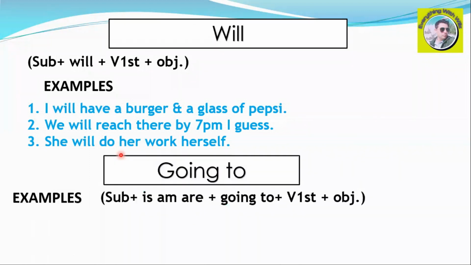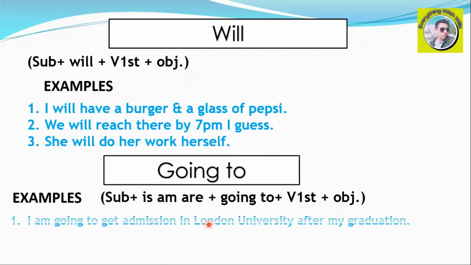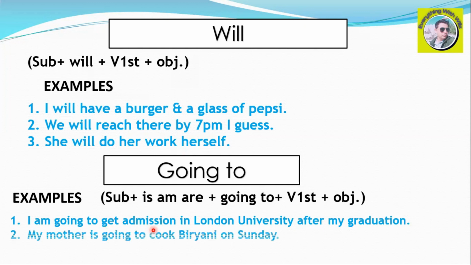Now let's talk about going to. Going to is used for some pre-planned action that you're going to do in the future. Subject is MR, going to, first form of the verb and object. For example, I am going to get admission in London University after my graduation. मैं अपनी graduation के बाद London University में admission लूंगा. This means I have already planned because I'm doing my graduation now. I have already planned what I'm going to do in future.